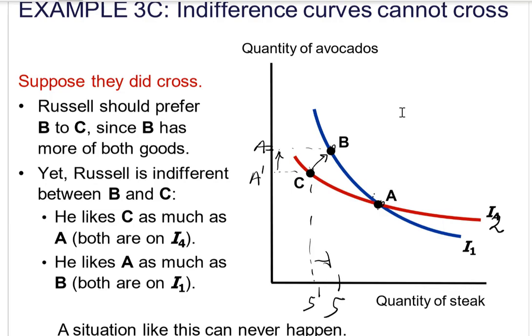That doesn't make sense, because we said when you move along, if you're indifferent between the goods along this curve, let's say between C and A, when you move from C to A, you certainly lose some amount of avocado but gain some steaks. However, the same logic doesn't apply here, because moving from C to B results in an increase in both items.